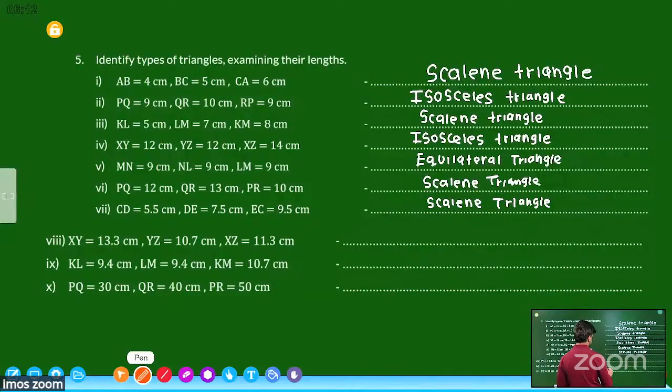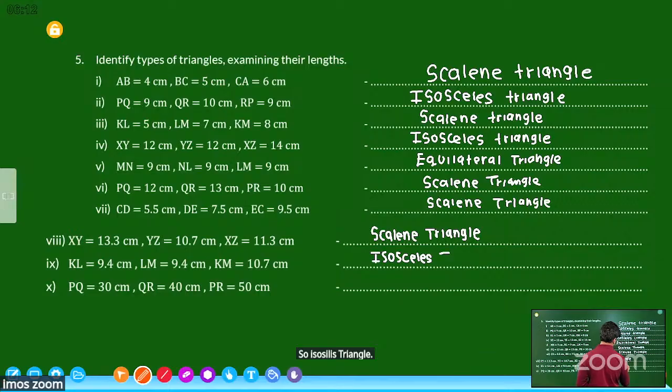Eighth one. It's a scalene triangle. It's an isosceles triangle. 30, 40, 50, scalene, right?